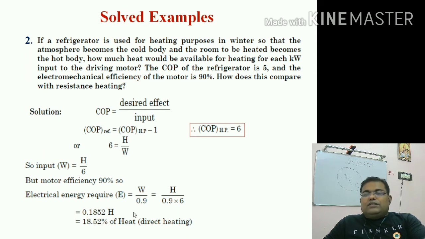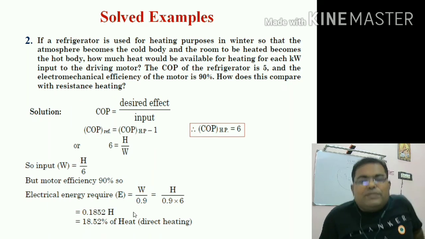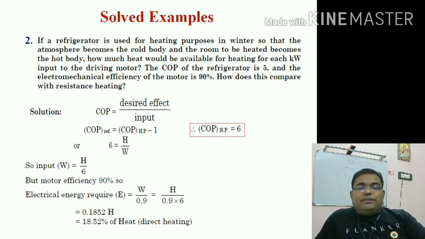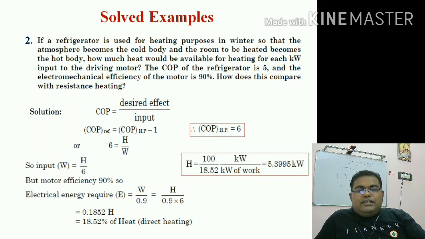Direct heat. So it's asking how does this compare with the resistance heating. So we can say that the electrical energy, basically the input, is nothing but 18.52 percentage of the resistance heating, right? So whatever heat input is required to heat the room is nothing but 18.52 percentage of heat from the direct heating. All right. So somebody may ask you, what is this H?